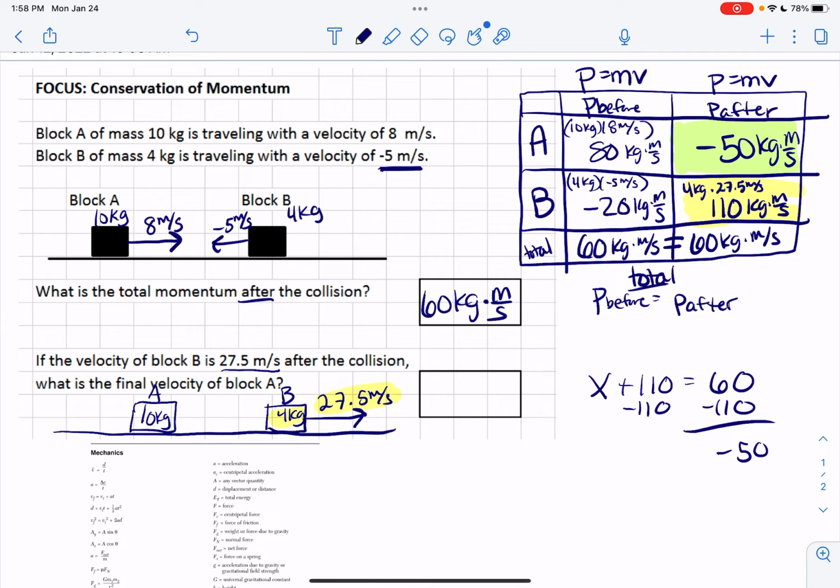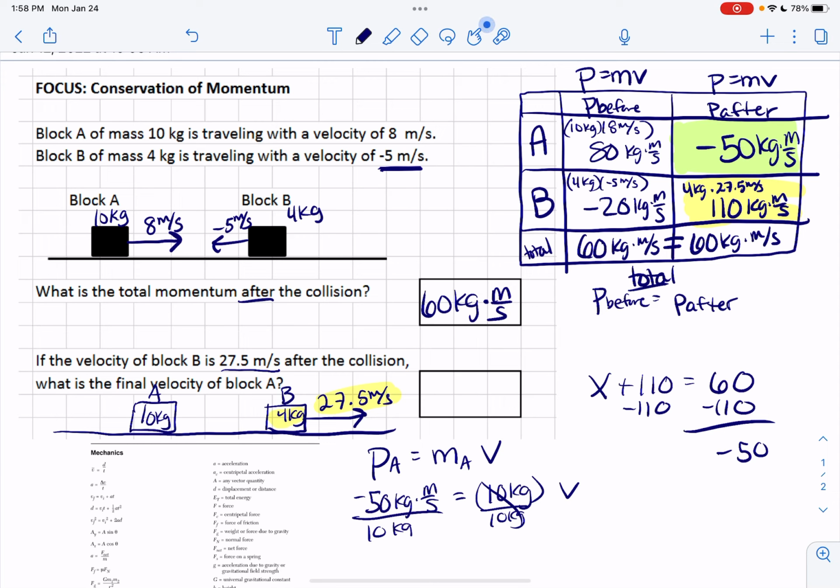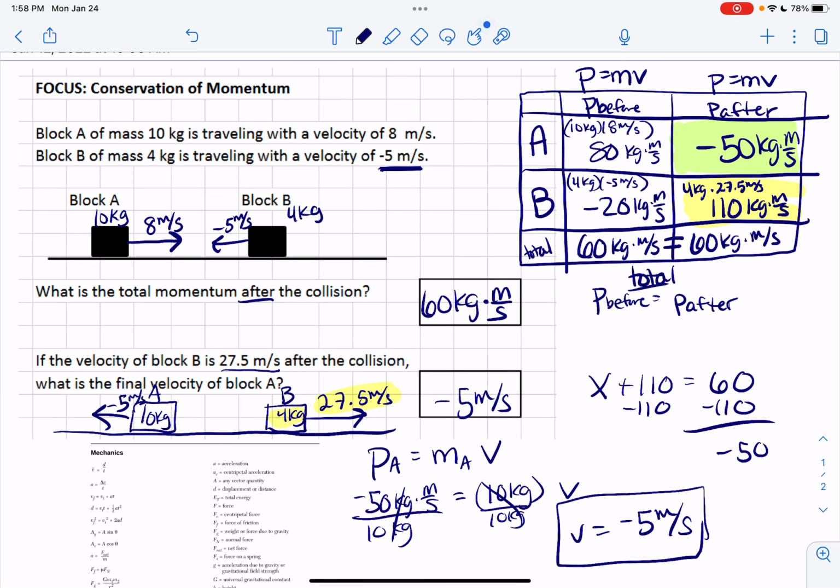Now, that's not what this is asking for. It's asking for the final velocity, but if we know the momentum of A and we know the mass of A, we can solve for the final velocity. So my final momentum was negative 50 kilograms times meters per second equals 10 kilograms times v. I'm going to divide by 10 kilograms on both sides. When I do that, I'm left with v equals negative 5 meters per second, and that is my answer. So this ended up bouncing back, and it's going backwards at negative 5 meters per second.